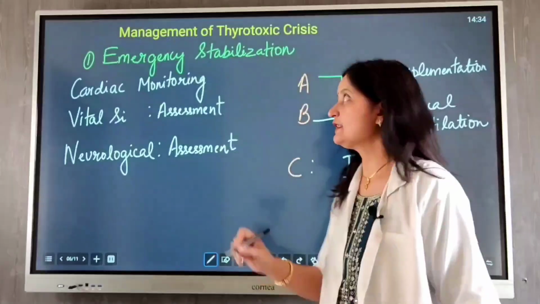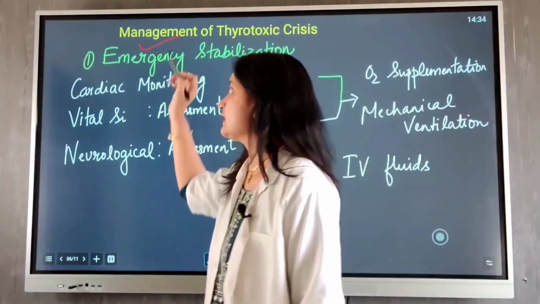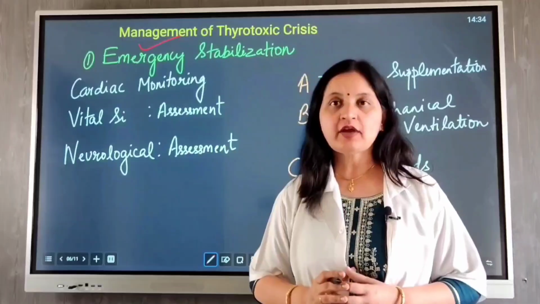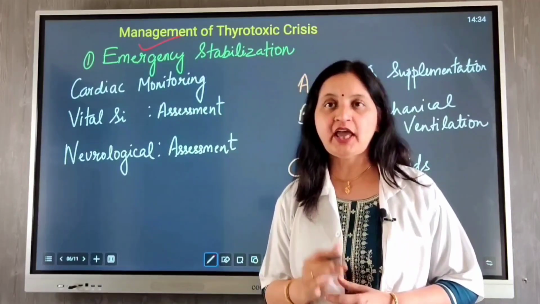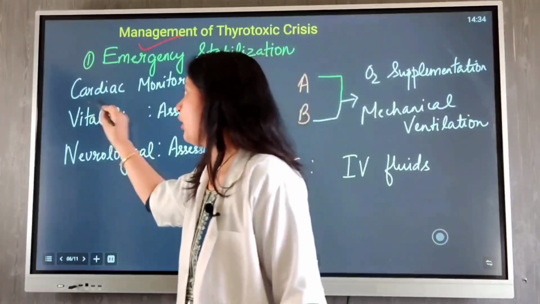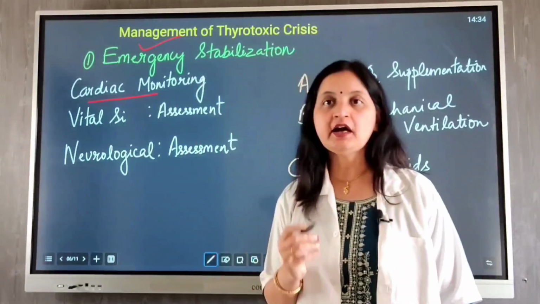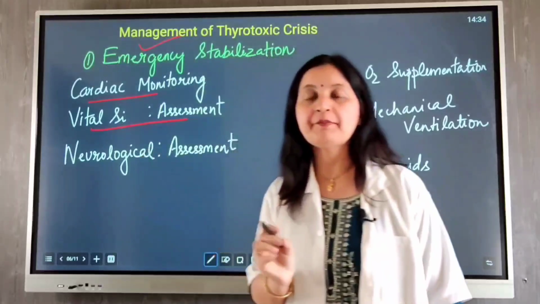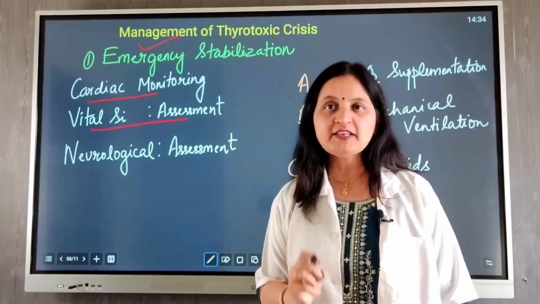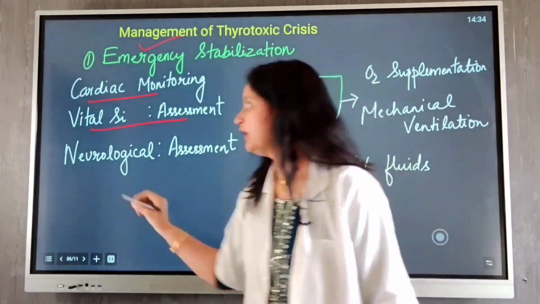Now let's discuss the steps in the management of thyrotoxic crisis. Thyrotoxic crisis is a life-threatening condition and requires ICU admission and monitoring. Cardiac monitoring for presence of tachycardia and arrhythmias. Vital signs have to be monitored, for example, heart rate, blood pressure, respiratory rate, and temperature.